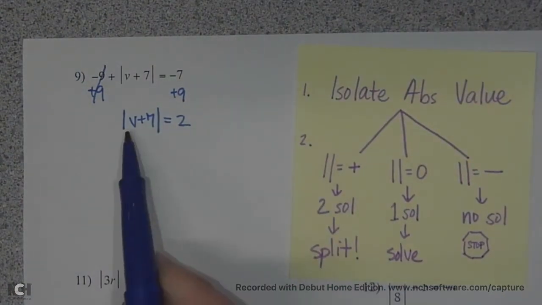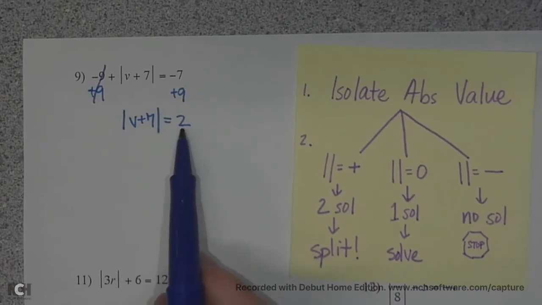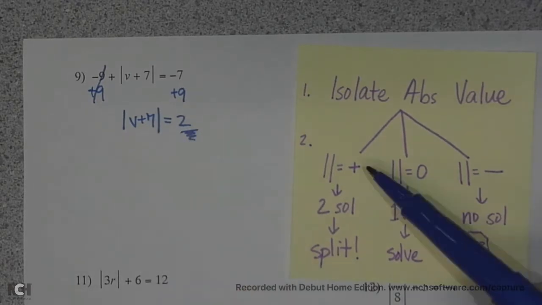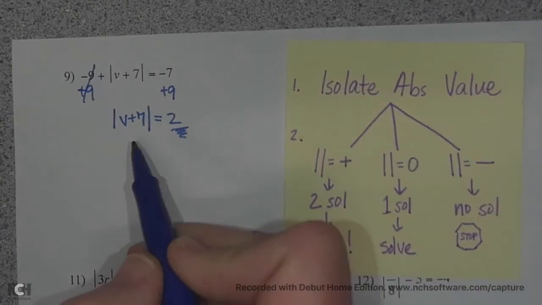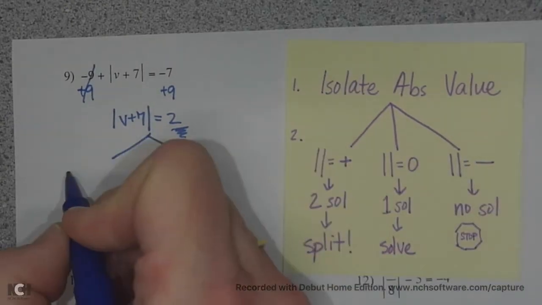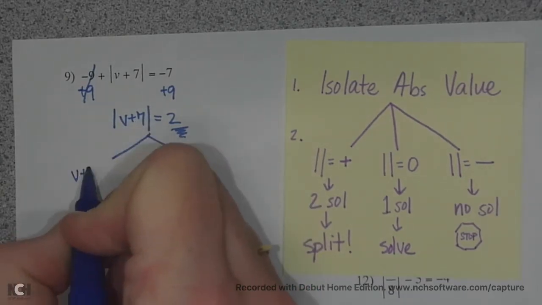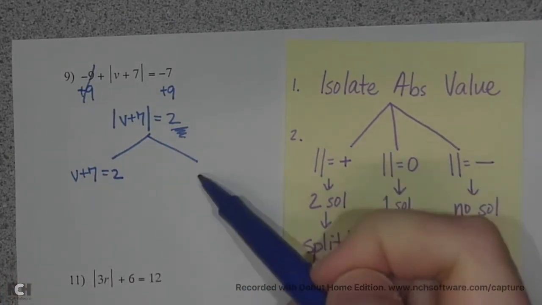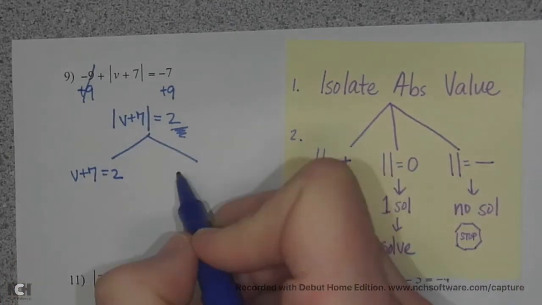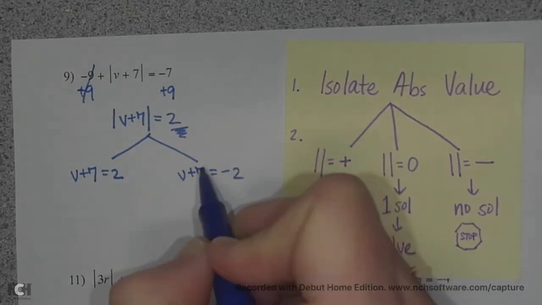Okay, so now is the absolute value part isolated? Yes, it is. So we're going to look at the other side. It looks like that 2 is a positive number, which means we have 2 solutions and we better split. So let's split it up. So over here on the left, you're going to take what's inside of the absolute value bars, v plus 7, and you're going to set it equal to 2. And then over here on the right-hand side, you're going to take the same v plus 7, but this time you're going to set it equal to negative 2. So this is like the negative version of the answer.